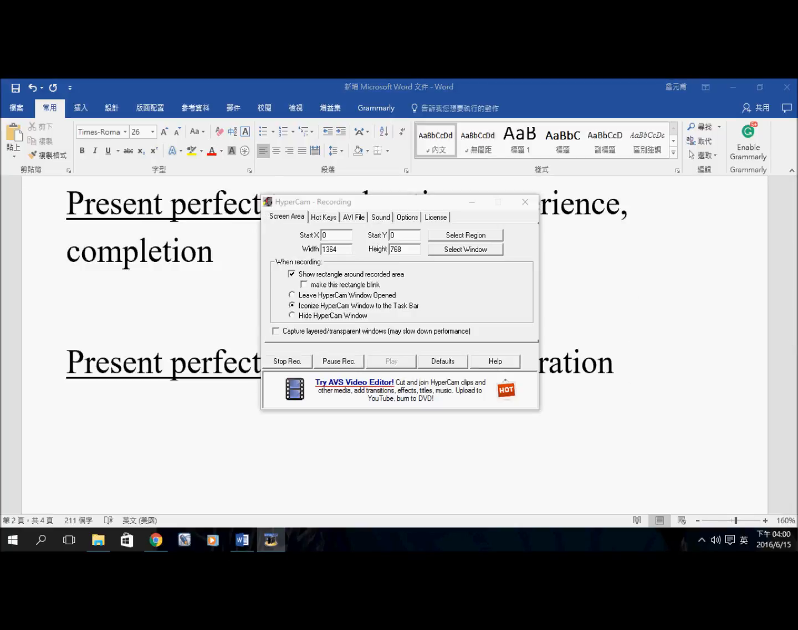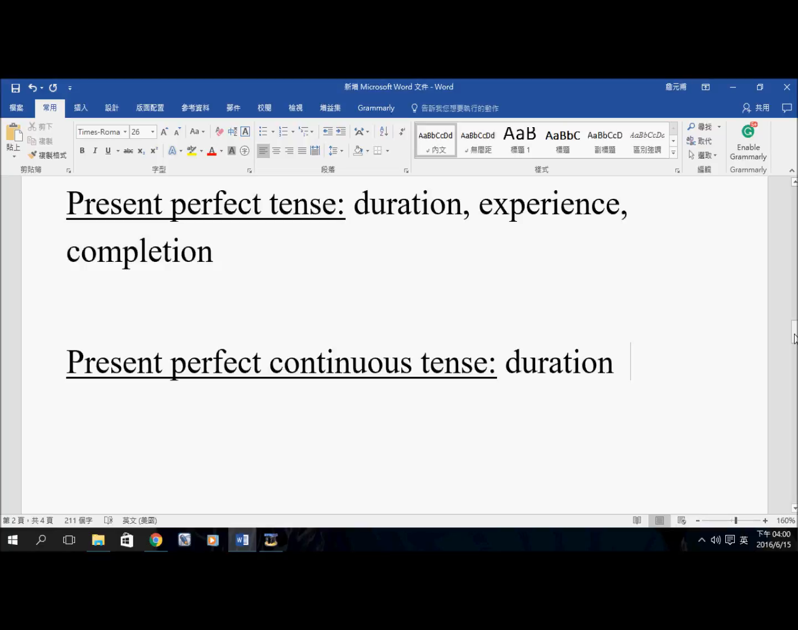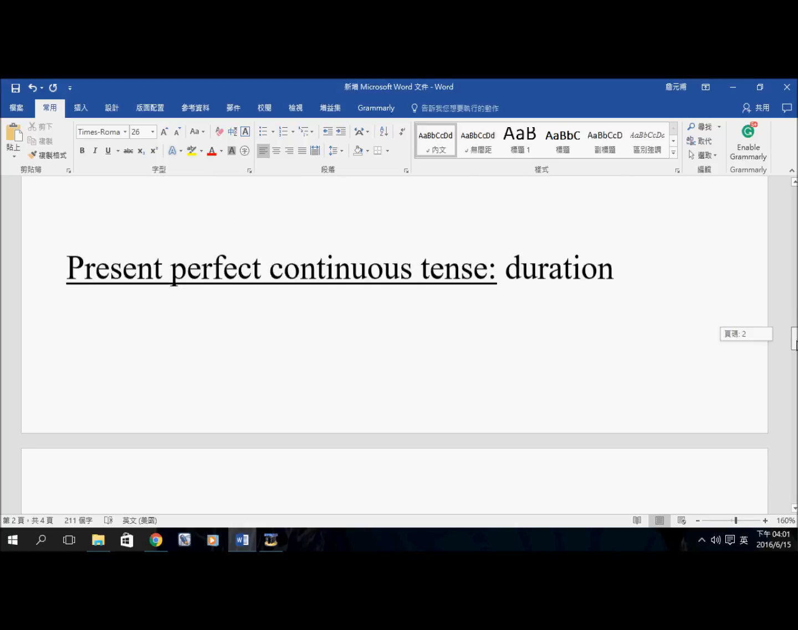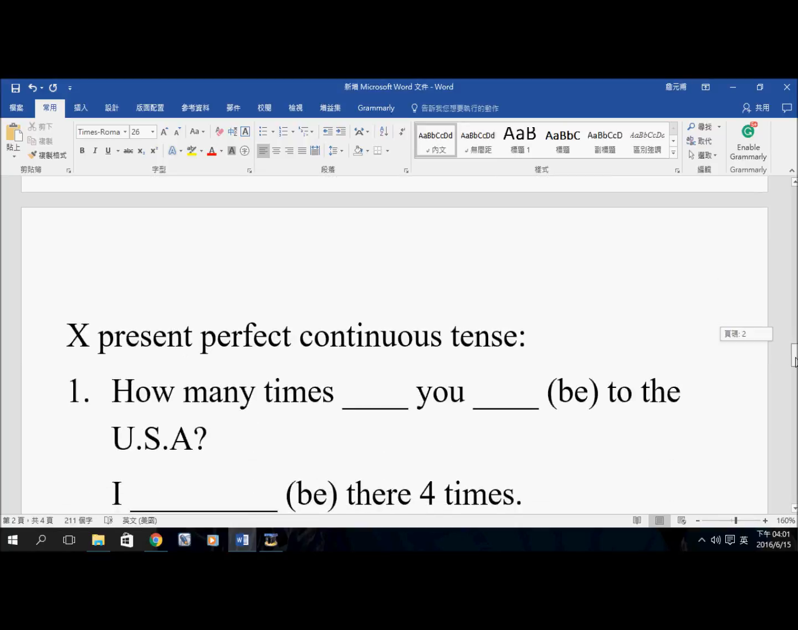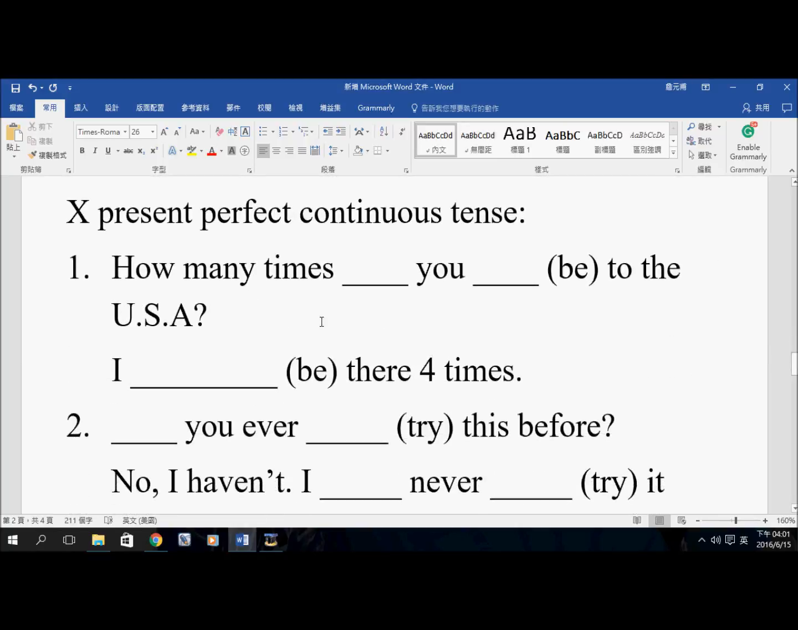So in the following sentences, you're going to see that in some sentences, we cannot use the present perfect continuous. For example, number 1, these are the sentences that we do not use the present perfect continuous tense with. Number 1, how many times have you been to America, to the USA? So this is about somebody else's experience. It's not duration, so we cannot use the present perfect continuous.